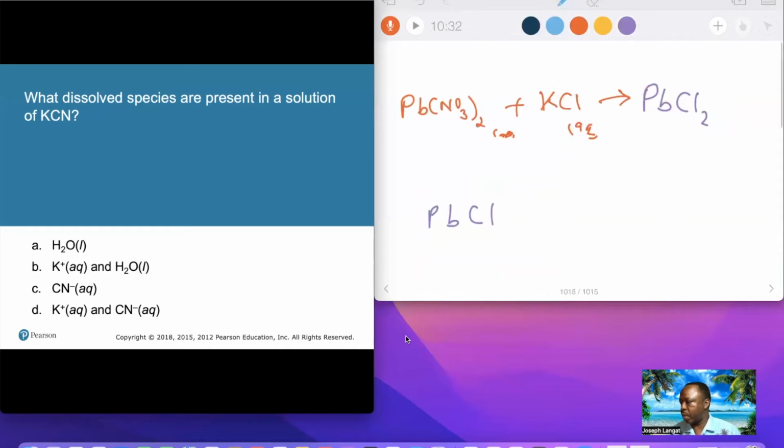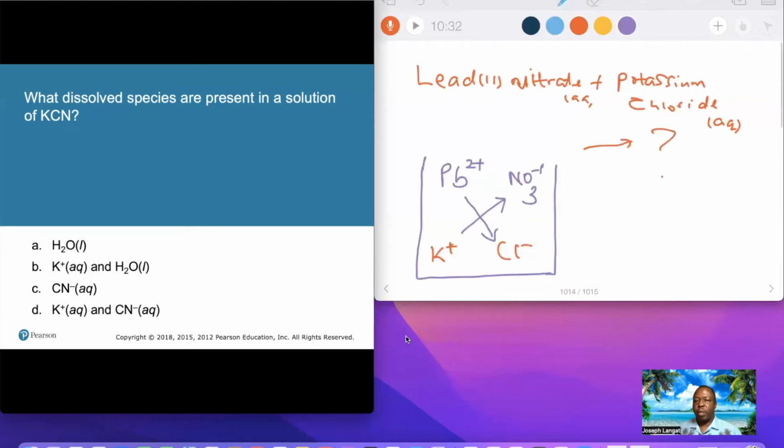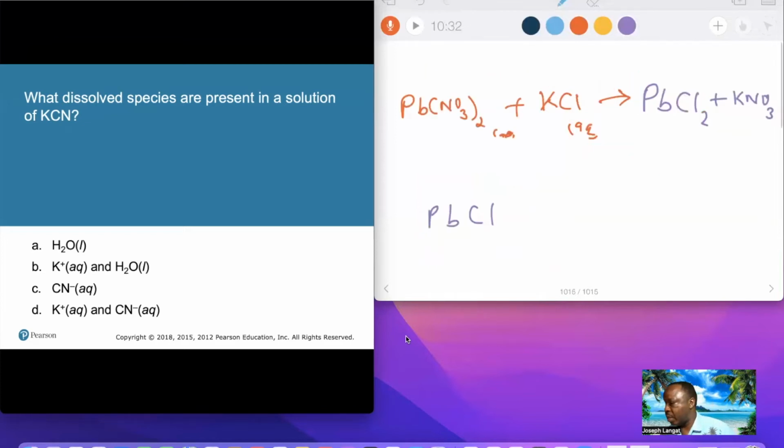Therefore, the subscript comes down there, plus KNO3. Potassium is +1, nitrate is -1, so it's going to cancel out. Always do that. And remember to balance the equation.